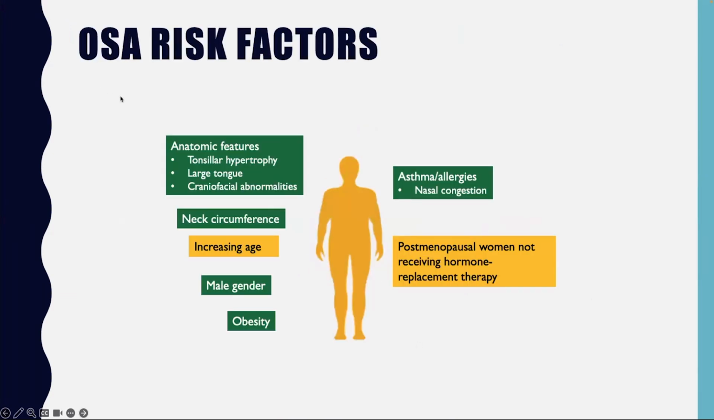Again, just briefly touching over the common risk factors: anatomic features such as a large tongue or crowded upper airway, large neck circumference, male gender, obesity. Increasing age is one that I wanted to point out given the topic of this lecture, and also, as I mentioned earlier, postmenopausal women who are not on hormonal replacement therapy tend to have a higher prevalence of sleep apnea.